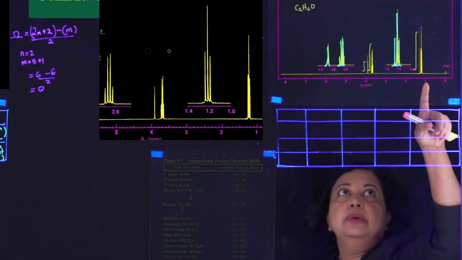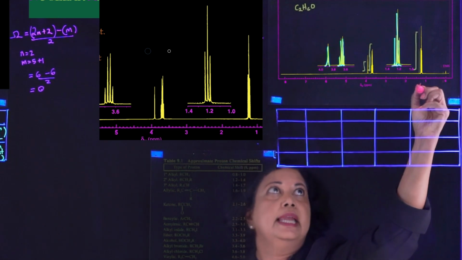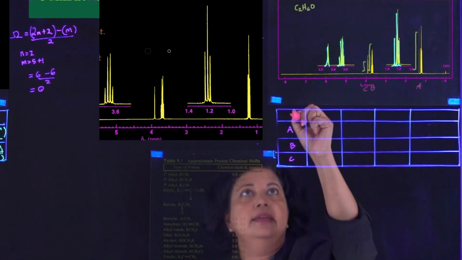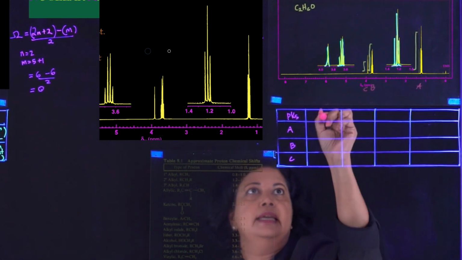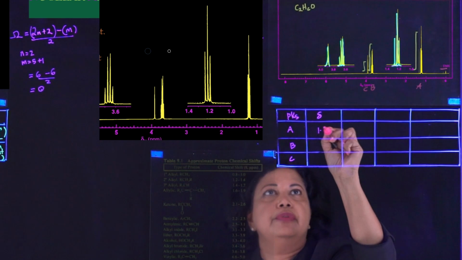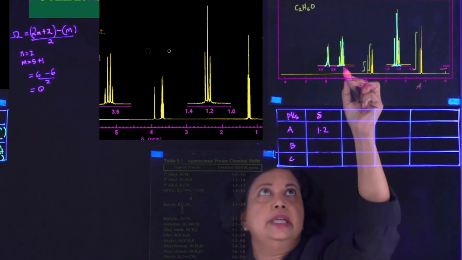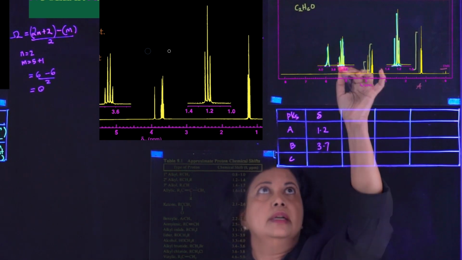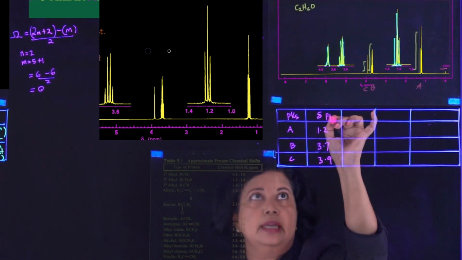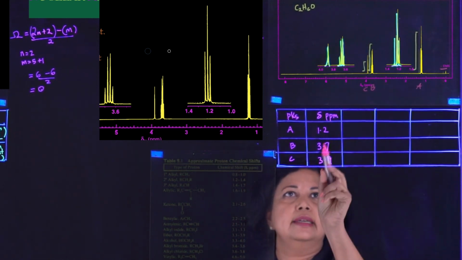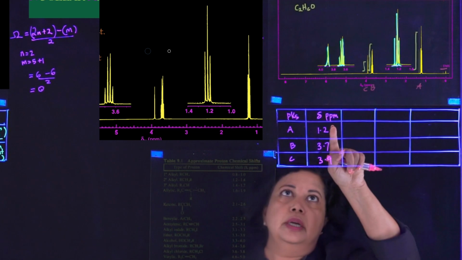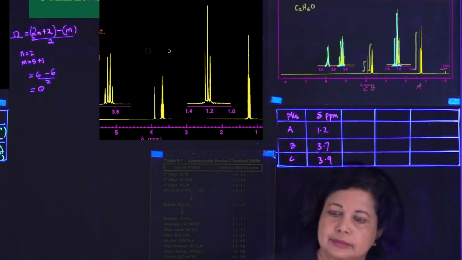Let's do the same thing over again. Let's fill this out. Let's label this A, B, and C, and these are your peaks. Delta is just the shift from TMS, which is 1.2 for the first one, A, and 3.7 for the second one, and 3.9. Now that gives us the chemical shift. So you know that these are on or next to very electronegative atoms. This one is probably just an alkyl chain.